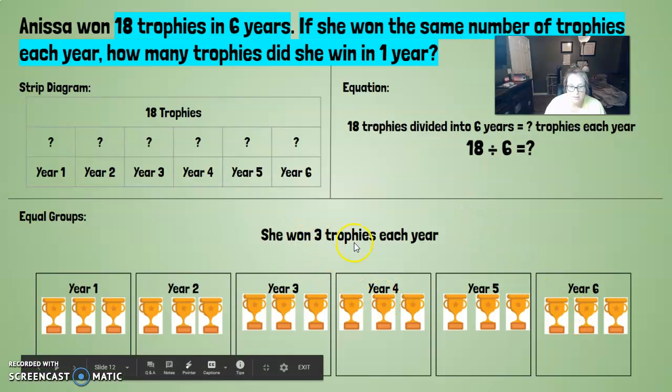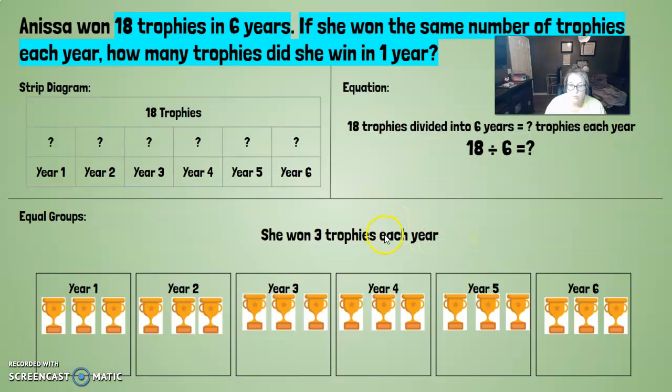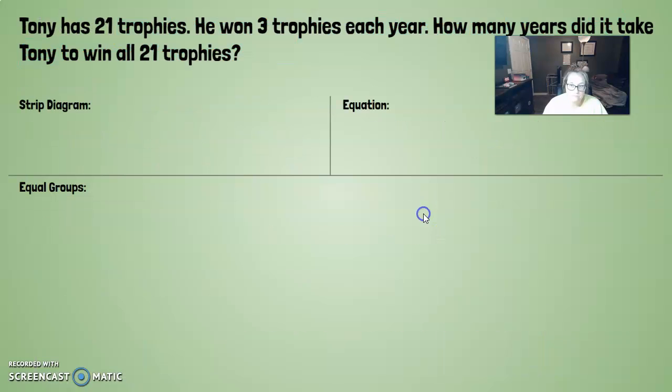If you said she won 3 trophies each year, you are correct. So that's one way that we can see division problems. We know our total, and we know how many groups we have. But there's another way that we can see division problems, and we're going to look at that problem right now.